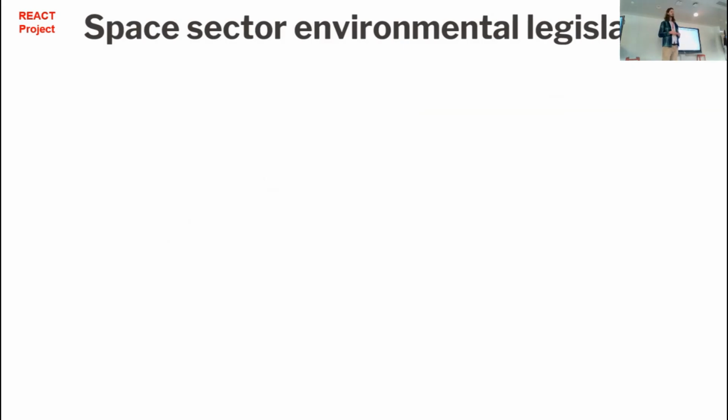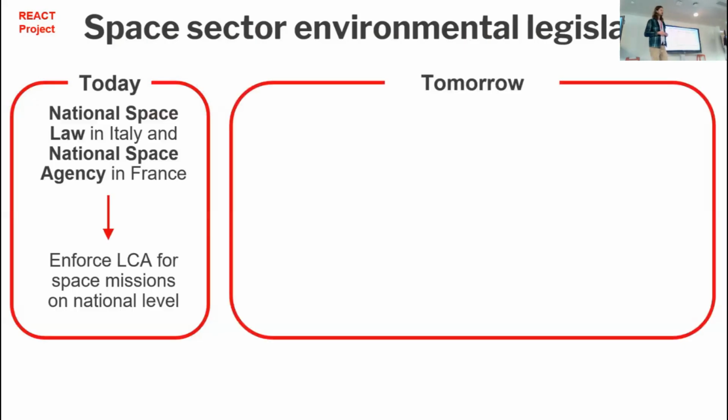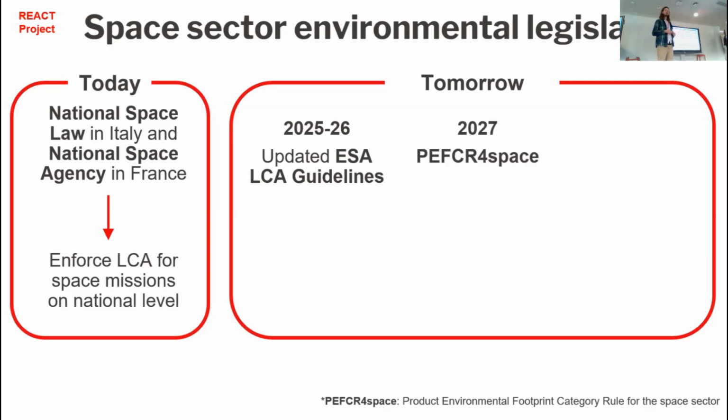But then in the space sector itself, we are also seeing positive development in terms of today and what's happening tomorrow. So there are currently national laws, like in Italy, which include life cycle assessment as a requirement, but also national agencies, like the French agency, want to include LCA more and more. ESA is doing it actually also in their own internal projects. And in the future, we will have the ESA guidelines, which will be published soon, the product environmental footprint category rule for space, so that's standardized methodology on how to do LCA, and the EU Space Act, which are all coming up in quick succession and being developed at the moment.